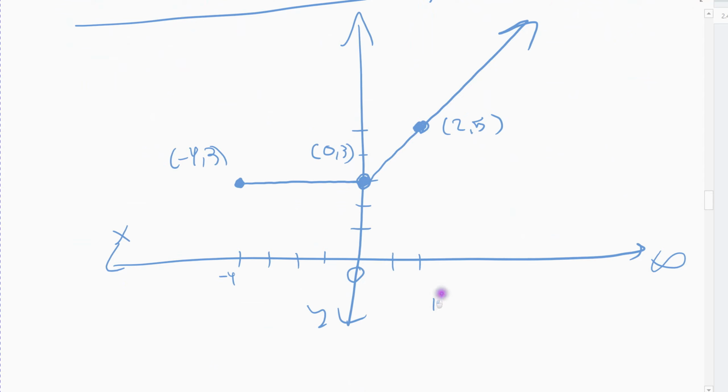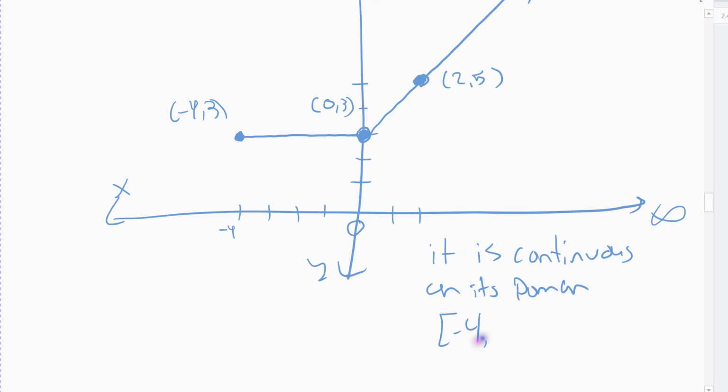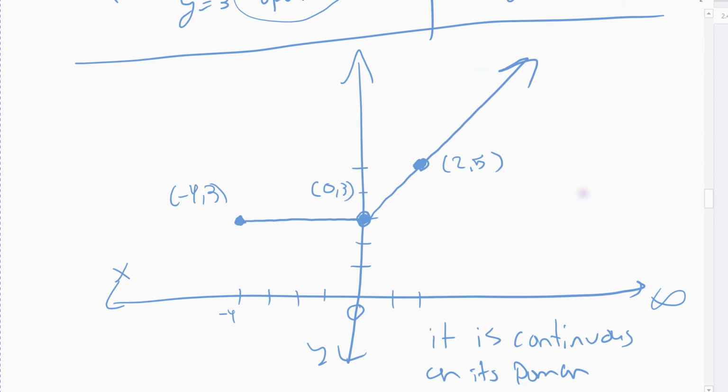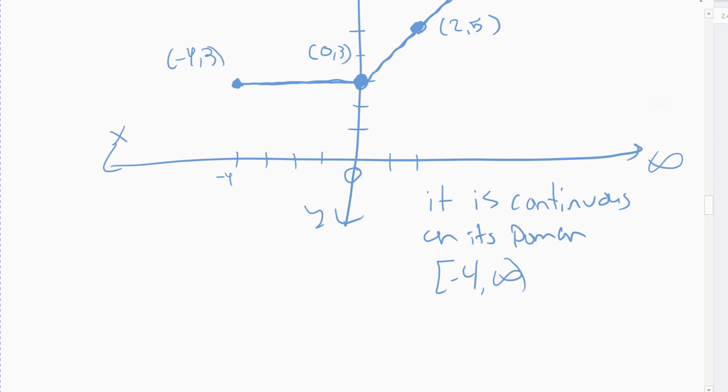And so in this case, it is continuous on its domain, which is from negative 4 to infinity, right? It starts at negative 4. I can draw it without lifting my pen, if I can trace it without lifting my pen. So I start at negative 4. Since this existed here and I closed it in, it exists there, and I can continue to draw it forever without lifting my pen. And so over its domain, negative 4 to infinity, it is continuous. There's no breaks, gaps, or asymptotes.